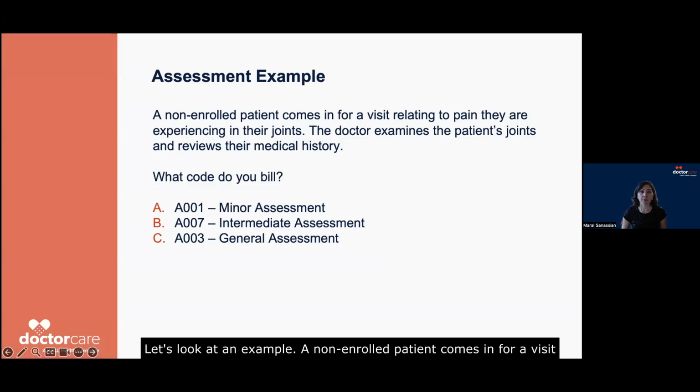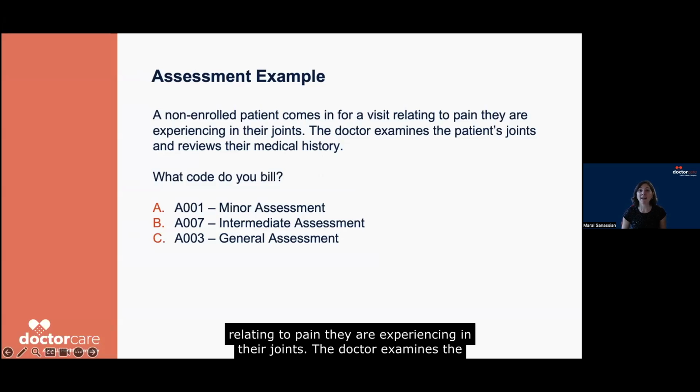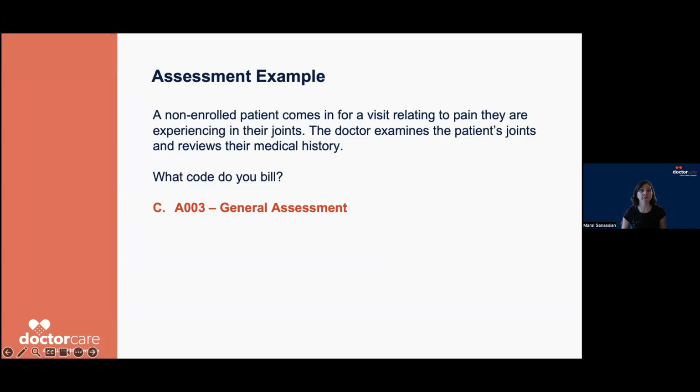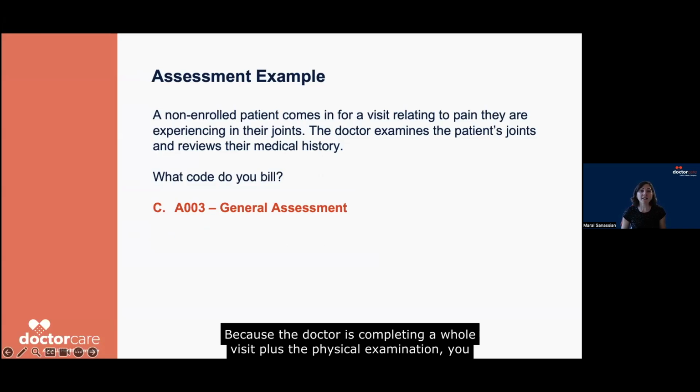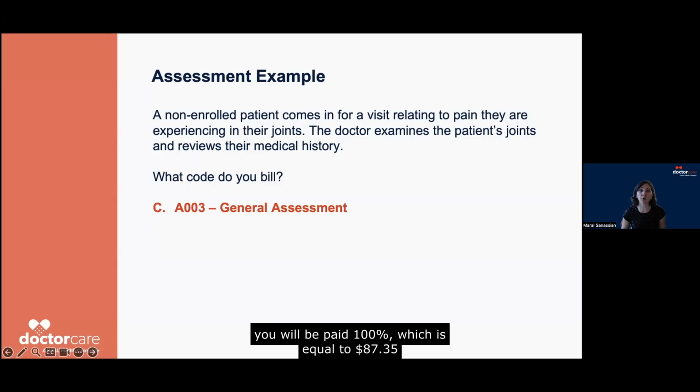Let's look at an example. A non-enrolled patient comes in for a visit relating to pain they are experiencing in their joints. The doctor examines the patient's joints and reviews their medical history. What code do you bill? Because the doctor is completing a whole visit plus the physical examination, you would bill the general assessment code, the A003. Because the service provided is very detailed and in-depth and was provided to a non-enrolled patient, you will be paid 100%, which is equal to $87.35.